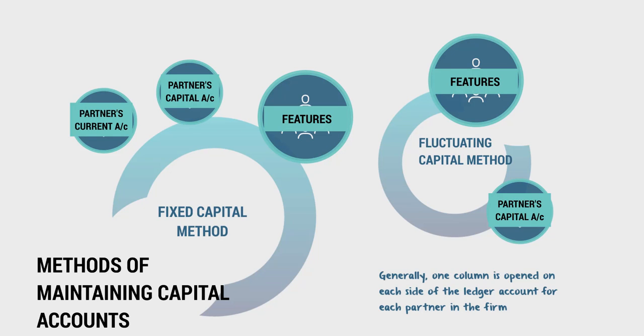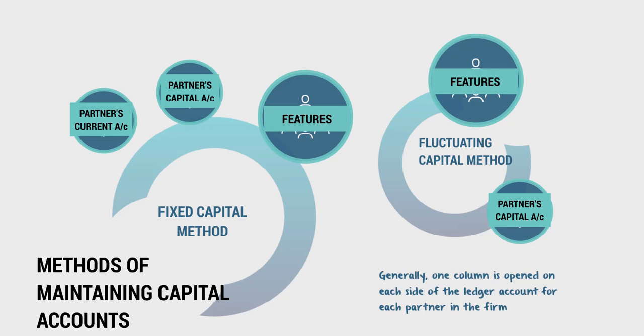Hi. As we've already learned, the financial statements of a partnership consist of the trading account followed by the profit and loss account, then comes the P&L appropriation account, the partner's capital account, and finally the balance sheet. In the previous section, we discussed in detail the features and format of the profit and loss appropriation account and various concepts associated with it.